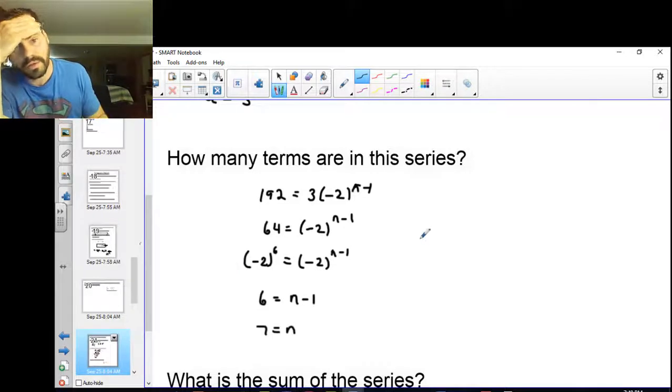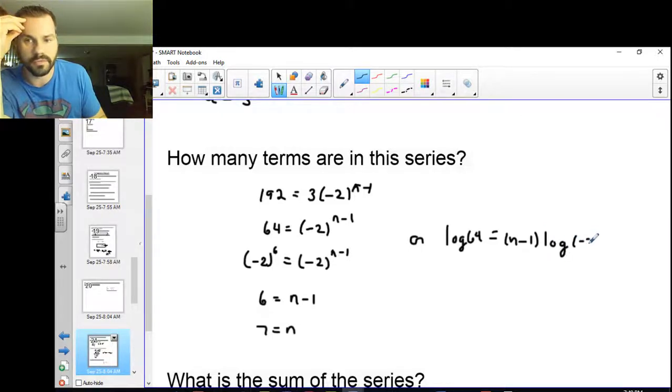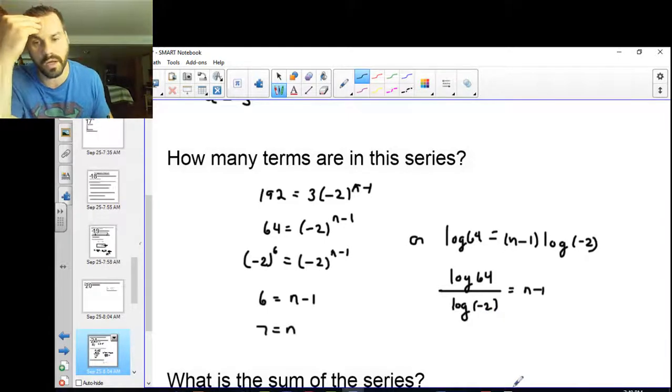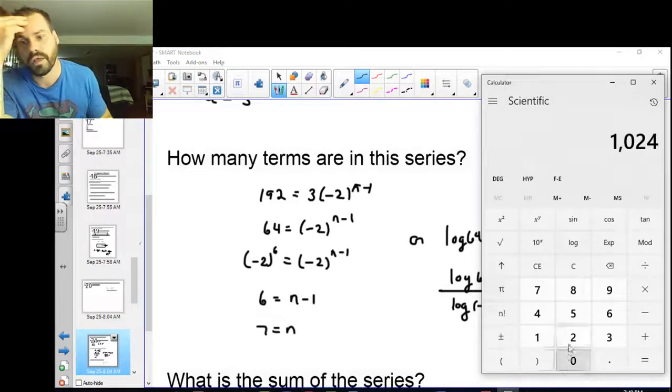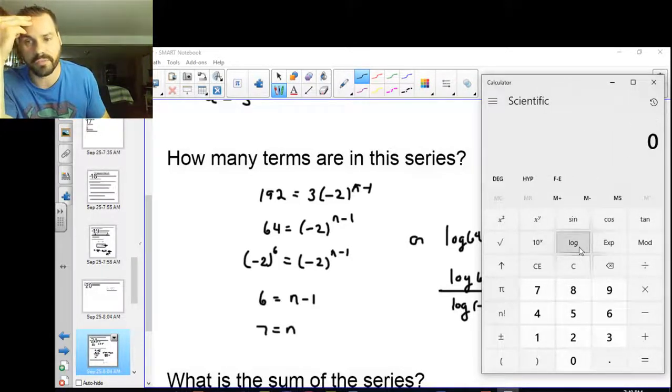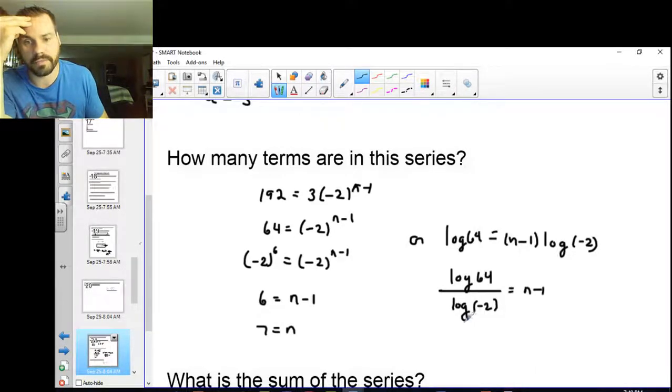The other way is to use log. So you can go log of 64 is n minus 1. You're allowed to bring the exponent down when you do the laws of logarithms. So you can go log of -2. Then you do log 64 divided by log of -2 is equal to n minus 1, and then you can solve. The only issue that you're going to run into is if you take the log of -2, it's not going to work. If I take my calculator and type in -2 and then hit log, it's going to say invalid input. The reason is because you can't take the log of a negative number. So technically, that needs to be an absolute value.